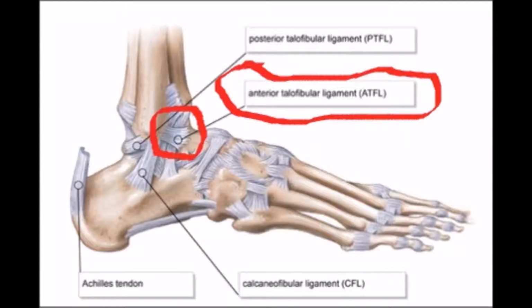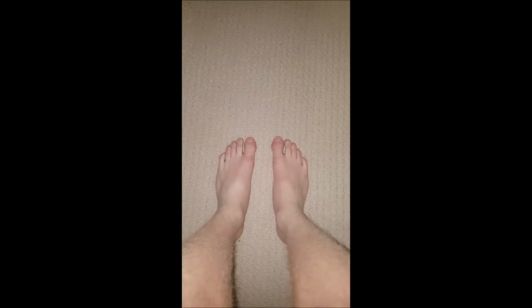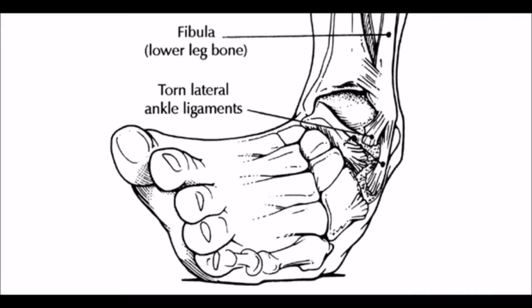The ATFL has an origin at the distal end of the fibula and an insertion at the lateral side of the calcaneus. The ATFL sprain is caused by an inversion of the ankle joint, where the foot rolls in, so the sole of the foot faces the other foot. The inversion places stress on the lateral collateral ligaments, which causes a tear in them if the stress is too great. Inversion can be caused by a number of factors.